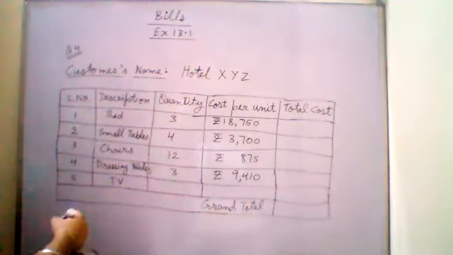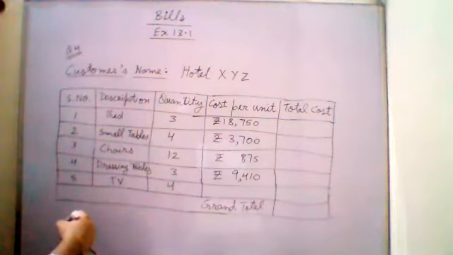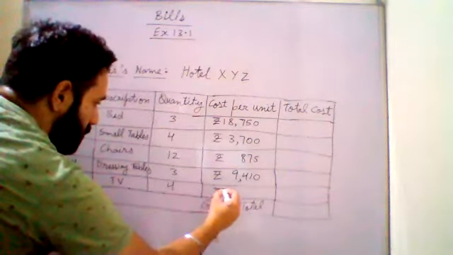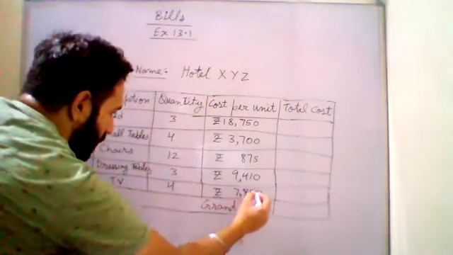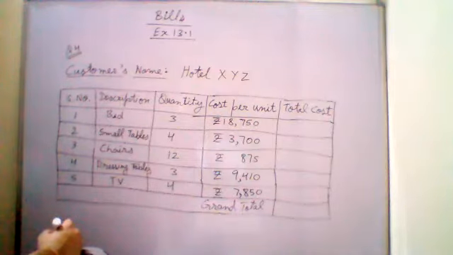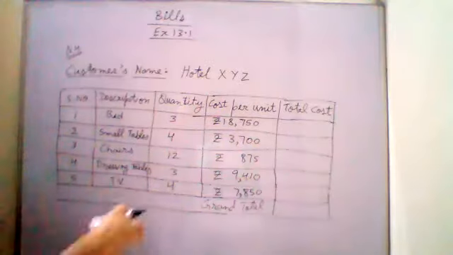What is the cost of the TVs? He bought 4 TVs. And what is the price of each TV? It is rupees 7,850. Now you have to multiply and write the products here in the last column.